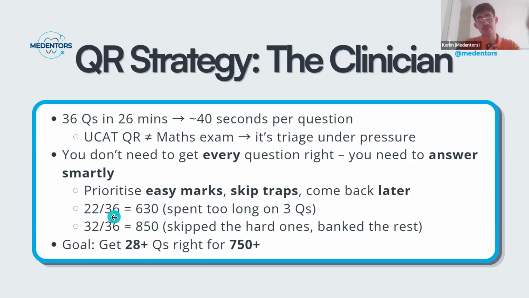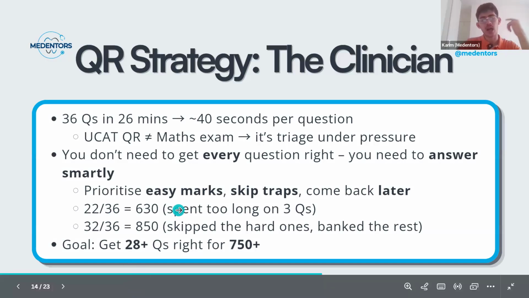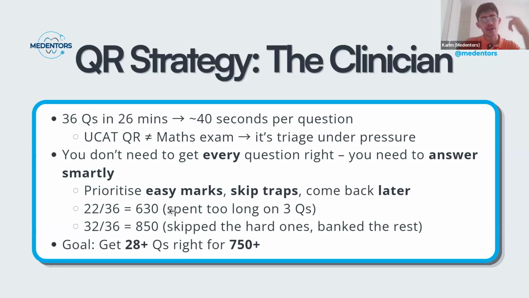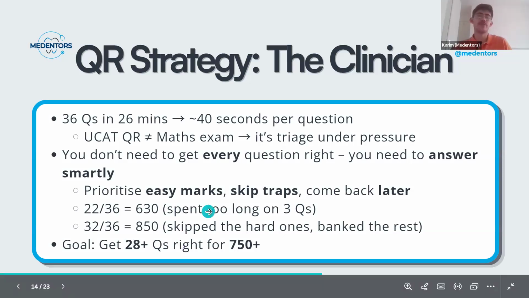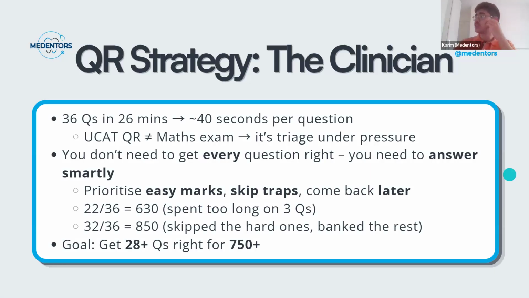Whereas let's say I'm smart Kareem and I get 32 out of 36, or I get 30 out of 36, and I get 850 points. And I'll be able to do that because I've skipped the hard questions. I've skipped hard ones and I've banked all the easy ones. I've banked the rest. And there's only around 8 hard questions in QR. And I've managed to do maybe 3 or 4 of them as well. So I haven't wasted my time. So the goal is you want to get more than 28 questions right in order to get 750 points and beyond.